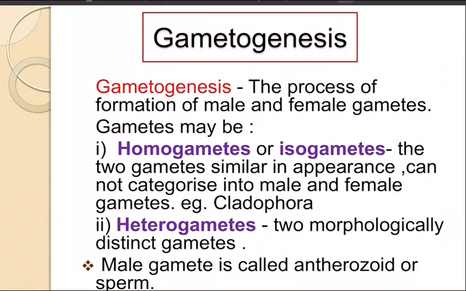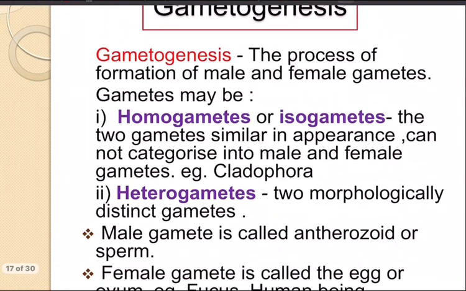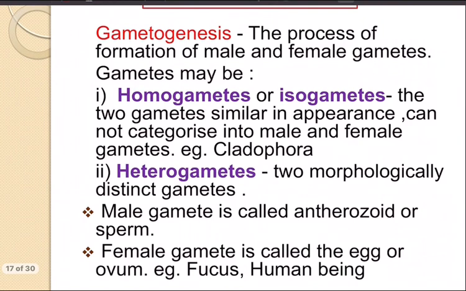That is, the two gametes, both male and female, appear similar. Appearance will be similar. Cannot categorize into male and female gametes. Means we cannot easily distinguish which is male gamete, which is female gamete. Then we say such gametes are homogametes or isogametes. Example, cladophora.